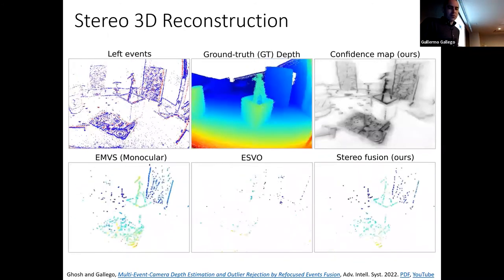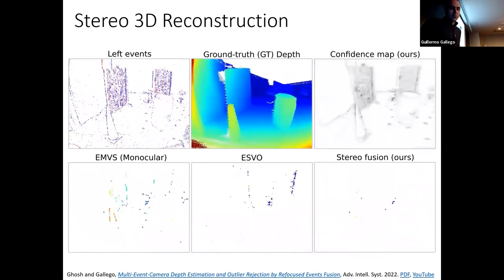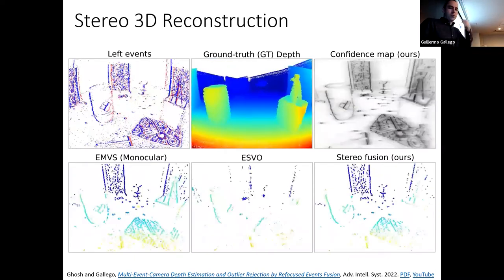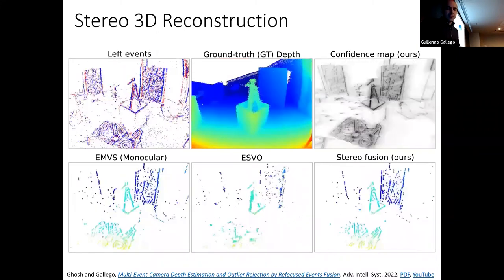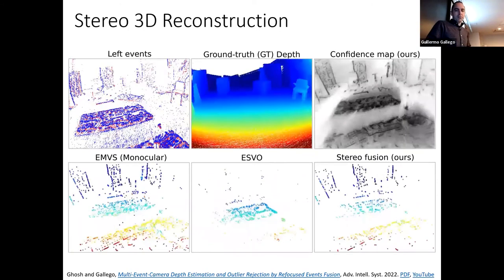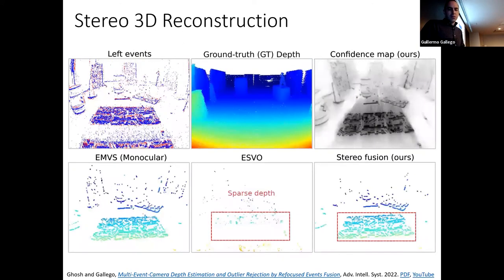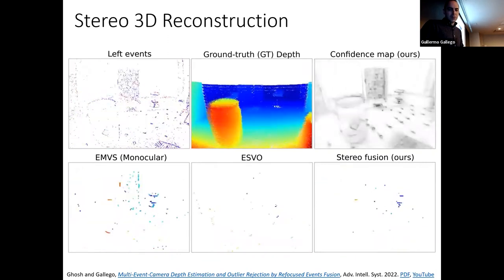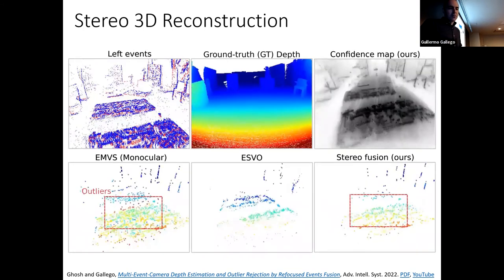We are also able to reconstruct even in regions where there is no ground truth, like from the LiDAR, because it's a model-based method. It's not supervised or semi-supervised by another signal. This is forward and backward motion. It's not specifically good for 3D reconstruction. It's better to do a sideways motion. Still, we're able to get dense reconstruction, and compared to the monocular one, we get rid of more outliers.